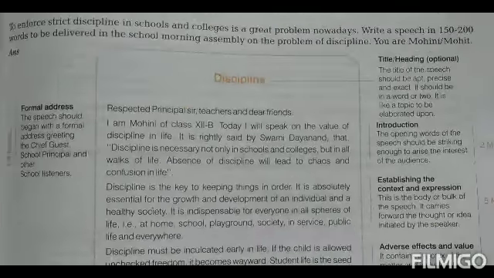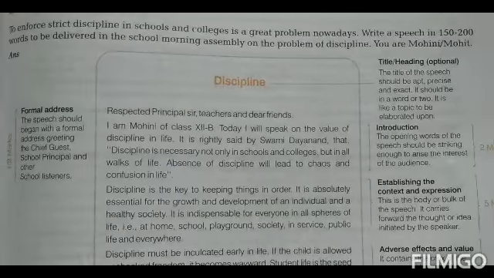Now the question here is, to enforce strict discipline in schools and colleges is a great problem nowadays. Write a speech in 150 to 200 words to be delivered in the school morning assembly on the problem of discipline. You are Mohini or Mohit.